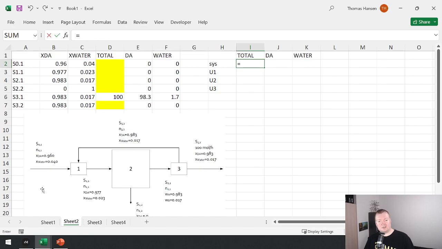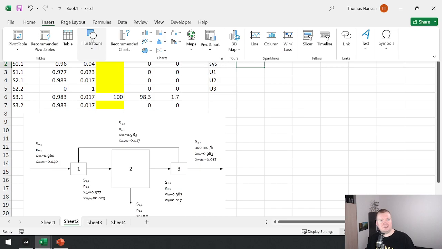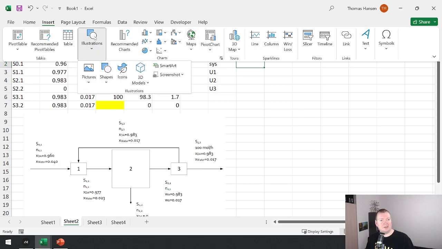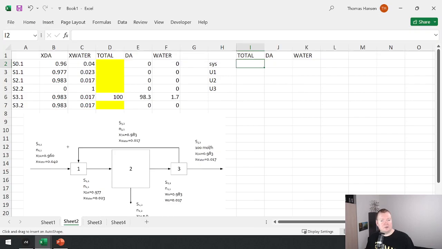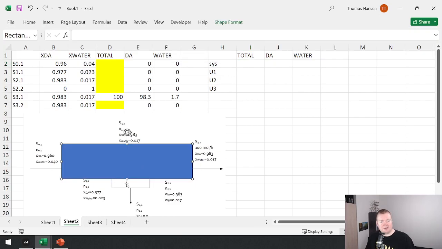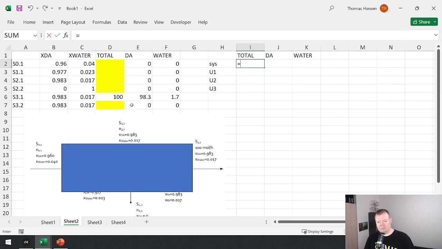So let's look at our total system. So we're gonna put in our magical square, if I can remember where it is. There we go. So we're gonna put in our magical square and say if I'm only looking at the entire system, all I know is that stream 01 comes in, and stream 2.2 and stream 3.1 exit. Okay, that would be my total balance.